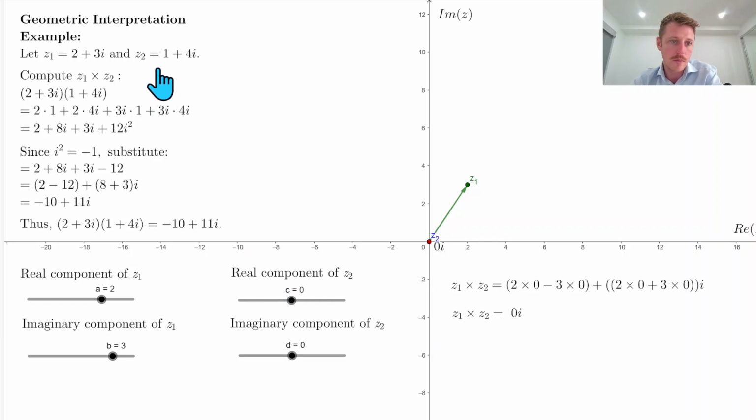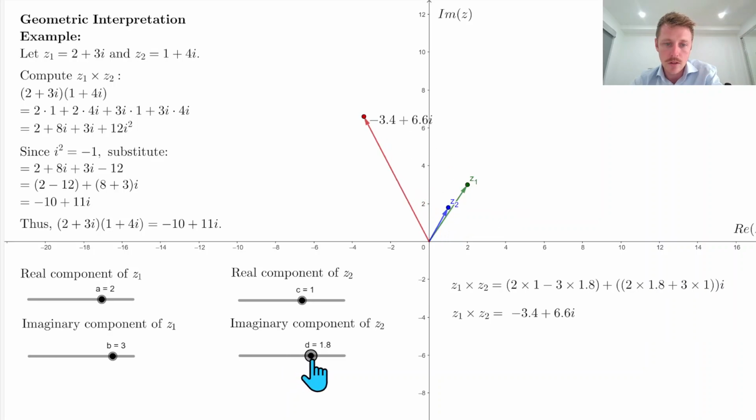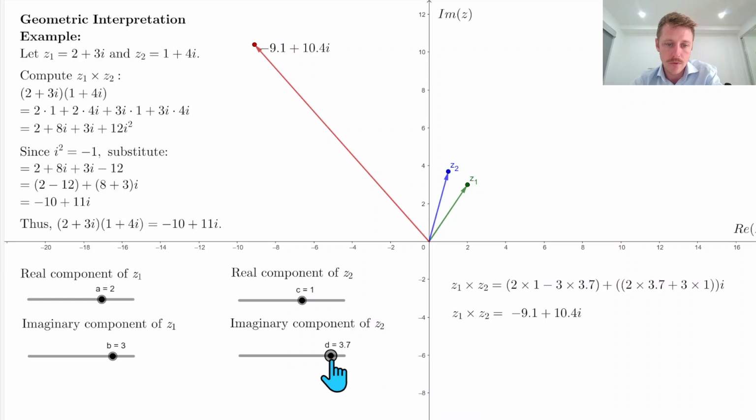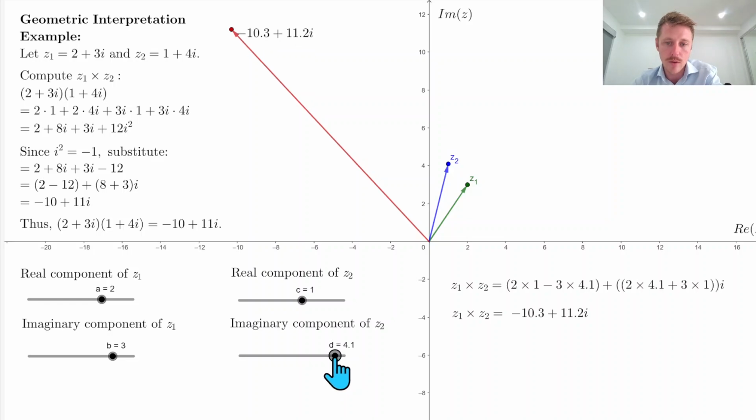So hopefully you'll see what I mean. The real component of Z2 is 1, so let's put that to 1. And the imaginary component of Z2 is 4. So 4 is all the way up here. If we set that to 4, you'll notice it's computing the result all the way along. But this is the one we're interested in. Set that to 4. And we can see that -10 plus 11i is the product, or the multiplication, of Z1 and Z2.